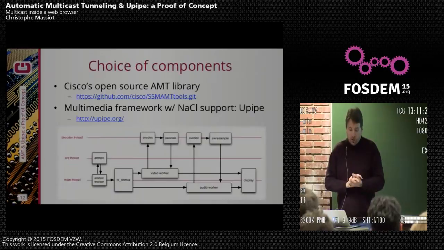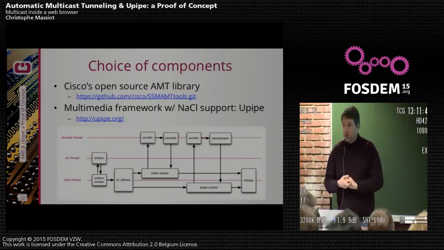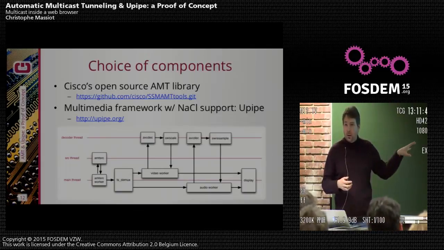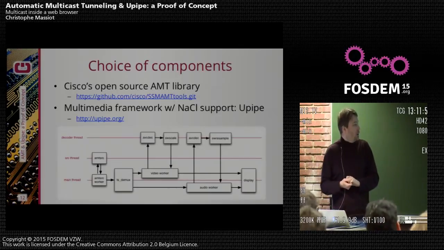So for the web browser, we have PPAPI. The other component we've used is Cisco's open source AMT libraries. I think it's BSD licensed. You can download it on GitHub. The slides are available on the FOSDEM website if you want.